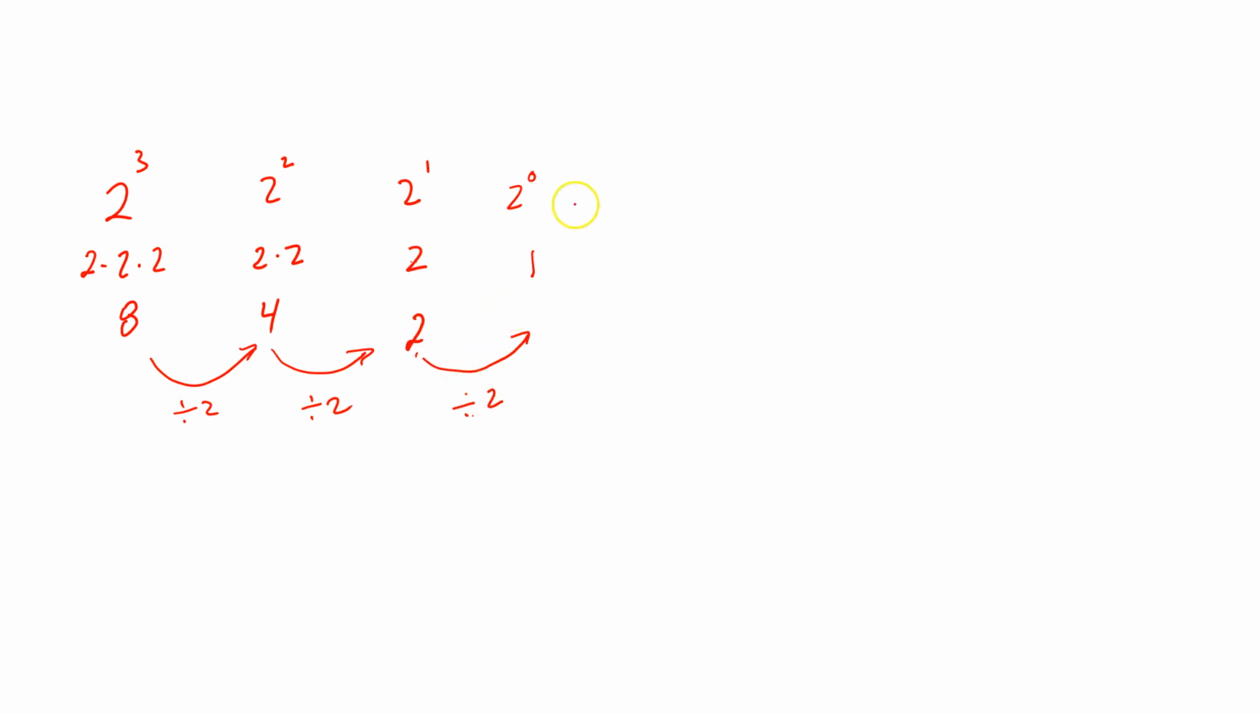What's interesting is you can continue this pattern. Rather than 2 to the 3rd, 2 to the 2nd, 2 to the 1st, 2 to the 0, we can now go to 2 to the negative 1st, and we continue this pattern. For 2 to the negative 1st, we take that 1 and divide it by 2, and that's 1/2. Then 2 to the negative 2nd: we take that 1/2 and divide it by 2, and 1/2 of 1/2 is 1/4.